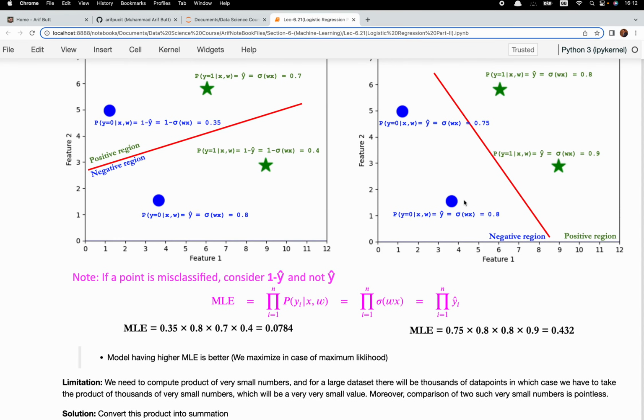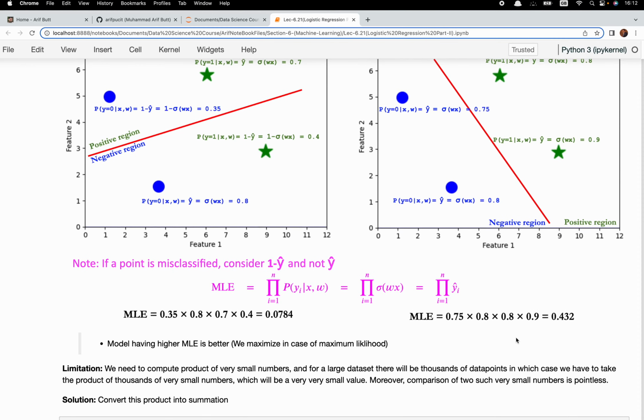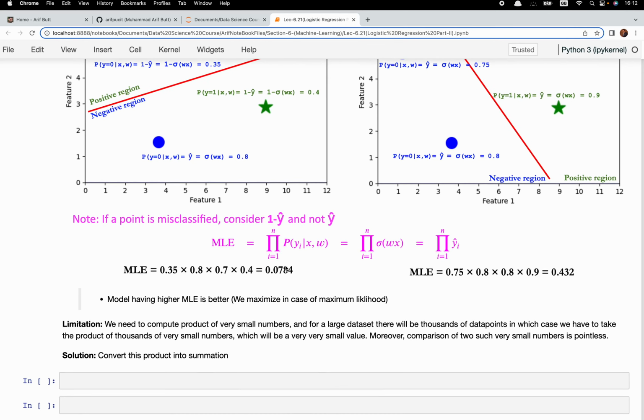Well, the limitation of maximum likelihood is that we need to compute the product of very small numbers at times. And for a very large data set having tens of thousands of data points, we have to take the product of thousands of very small numbers, which will be a very, very small value. Moreover, comparing two such very small values is of course pointless. And the solution is, instead of taking the product, we do a sum. So we convert this product to a summation.